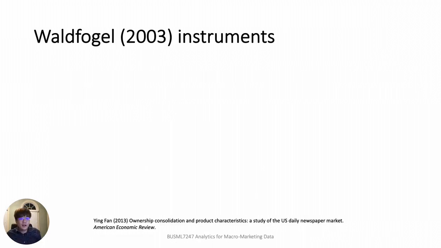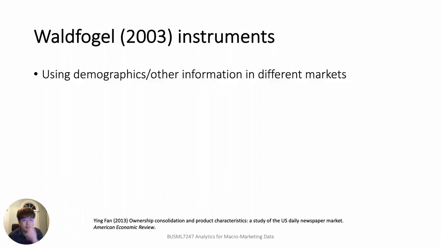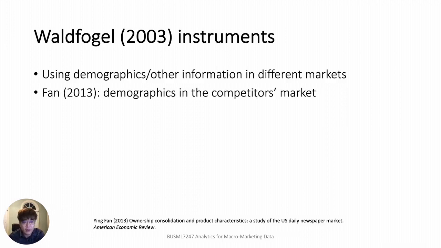Last but not least, Waldfogel instruments. This type of instrument is similar to Hausman instruments, but it is using the information of consumers in other markets instead of directly using the prices. It is called Waldfogel instrument because Waldfogel first suggested it in 2003. George and Waldfogel applied Waldfogel's strategy into a study of the U.S. daily newspaper market. In this study, the consumer demographics in the competitors' market were used as instruments.